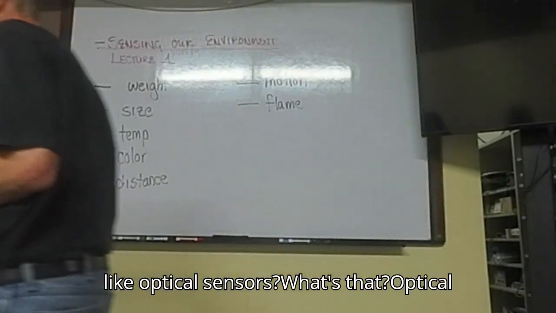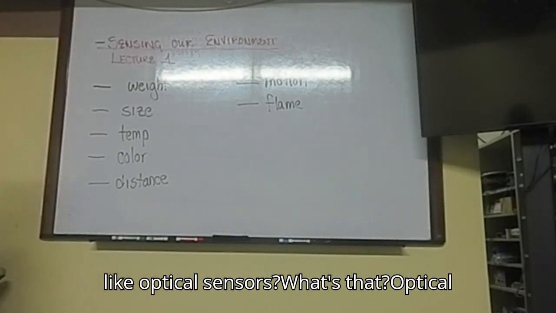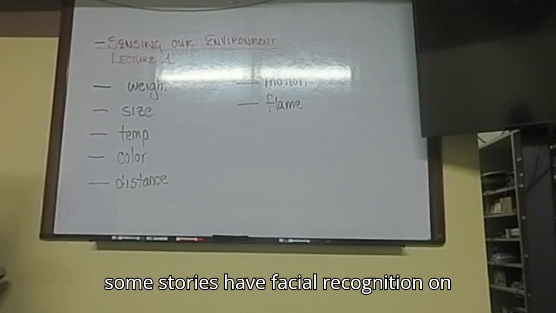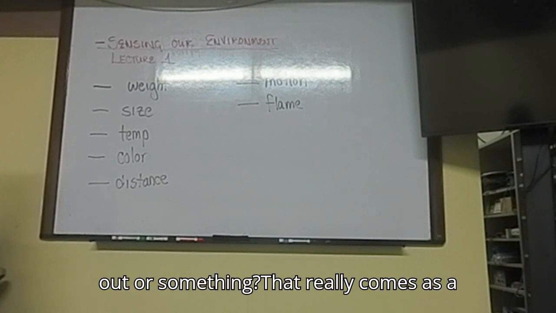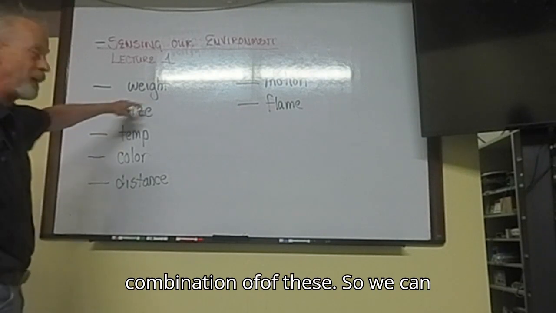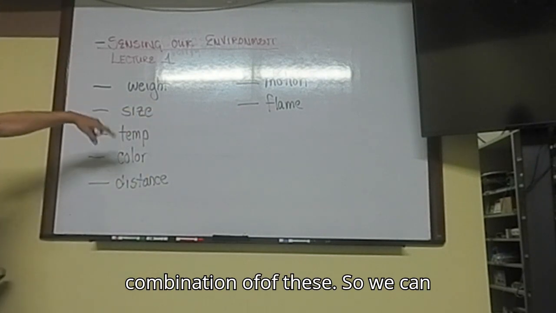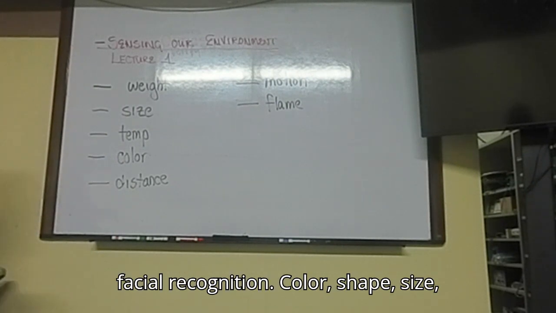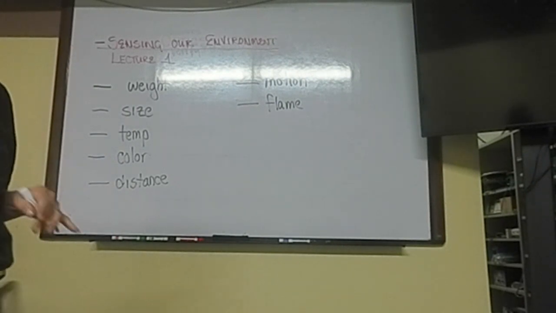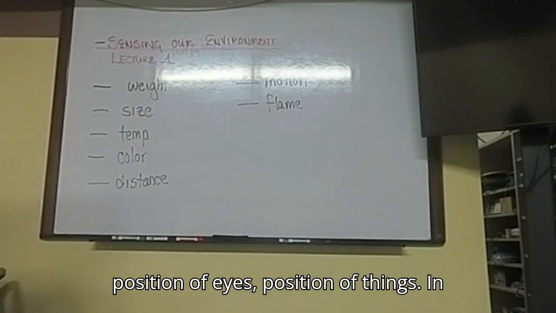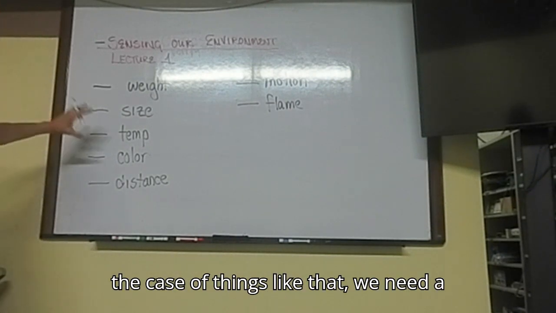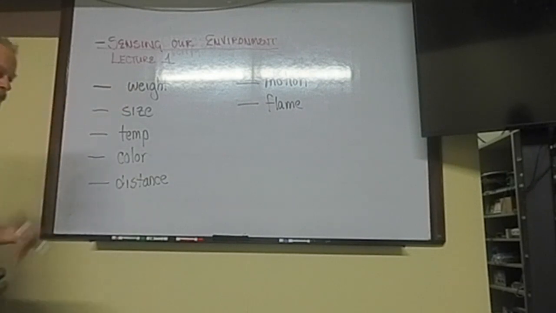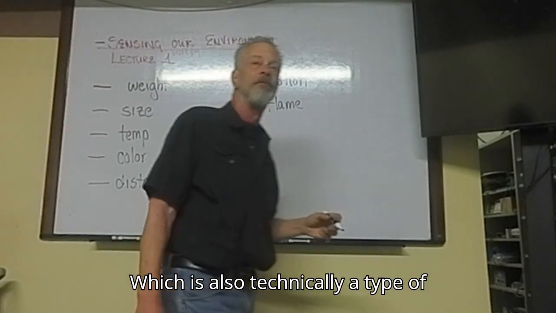What about optical sensors? What's that? Optical sensors? To sense what? Like, you know how some stores will have the facial recognition on the cameras in case you've been kicked out or something? That really comes as a combination of these. Okay. So we can put that data together and use it as facial recognition. Color, shape, size, like position of eyes, position of things. In case of things like that, we need a camera, which is also technically a type of sensor.